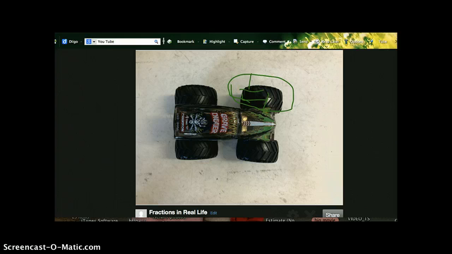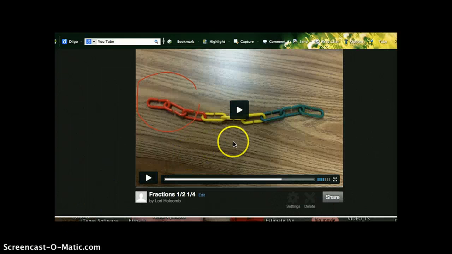Now that you've seen some examples of students showing the understanding with money, here's some other models that they built to show different fractions.